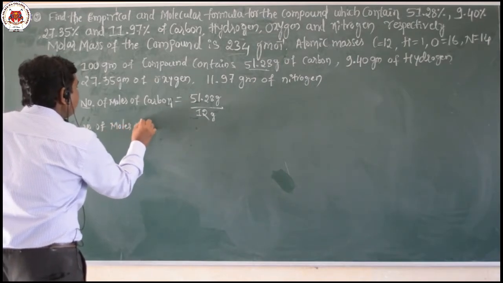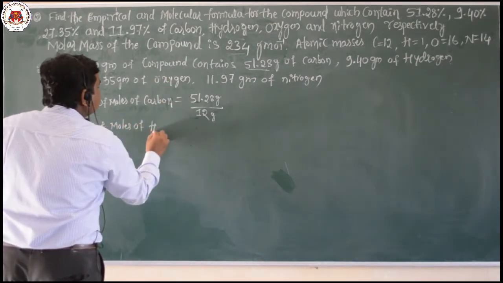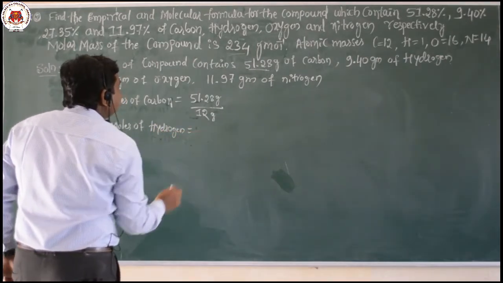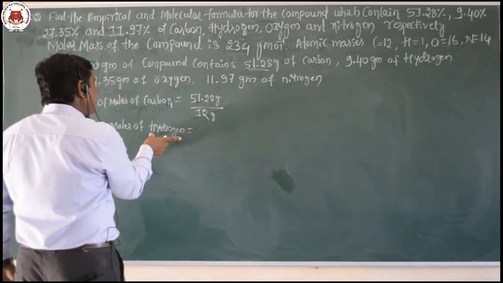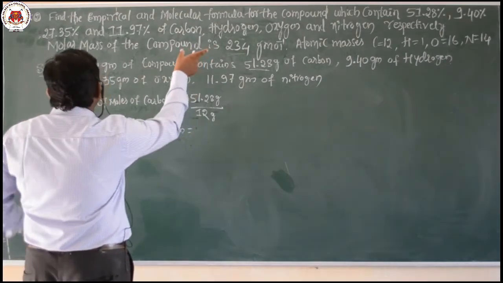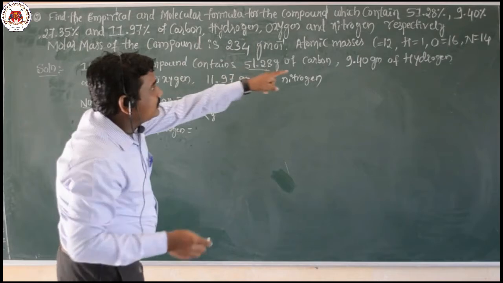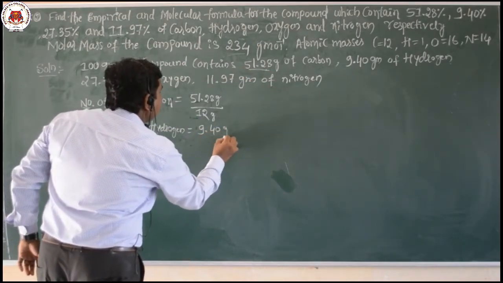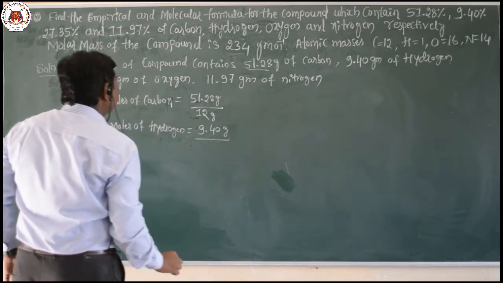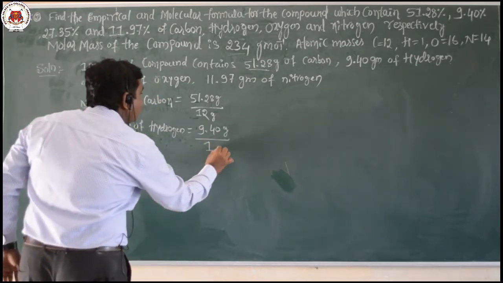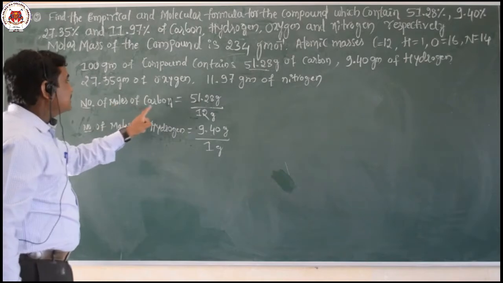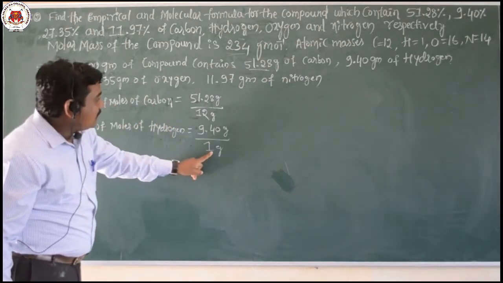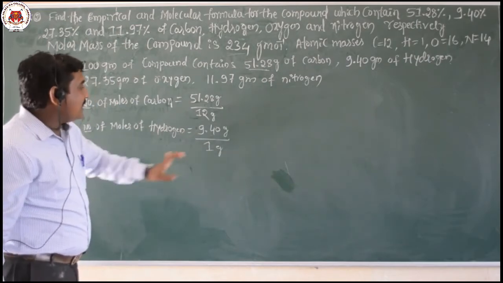Similarly, number of moles of hydrogen: again you divide the given mass of hydrogen, that is 9.40 gram, by the atomic mass of hydrogen, that is 1 gram. So atomic mass of carbon is 12 gram, atomic mass of hydrogen is 1 gram.